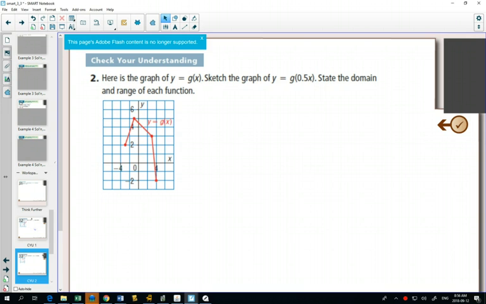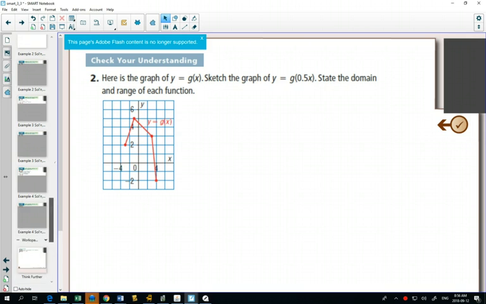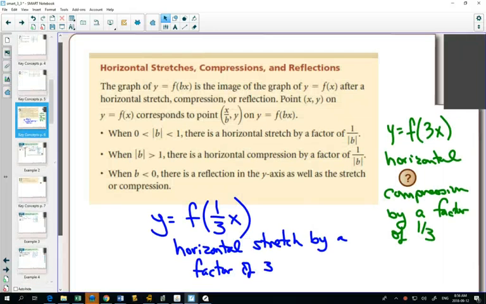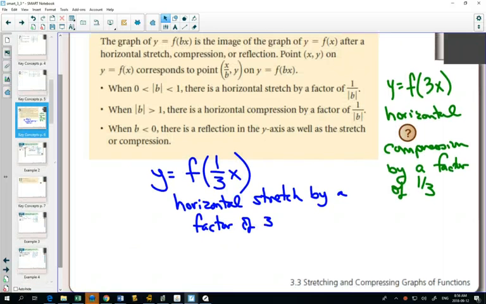Did I go too quick as I flew away? Yes. People are frantically trying to get the notes from that last little bit. There you go.